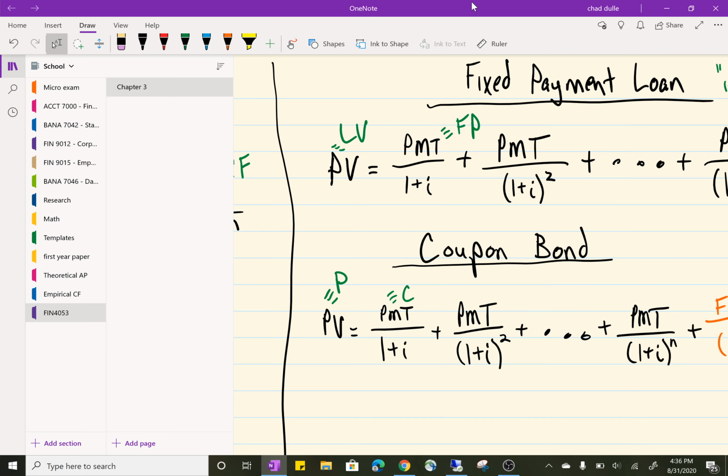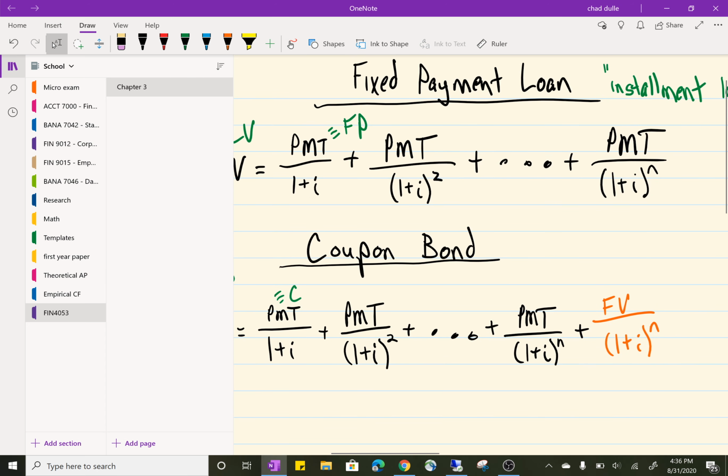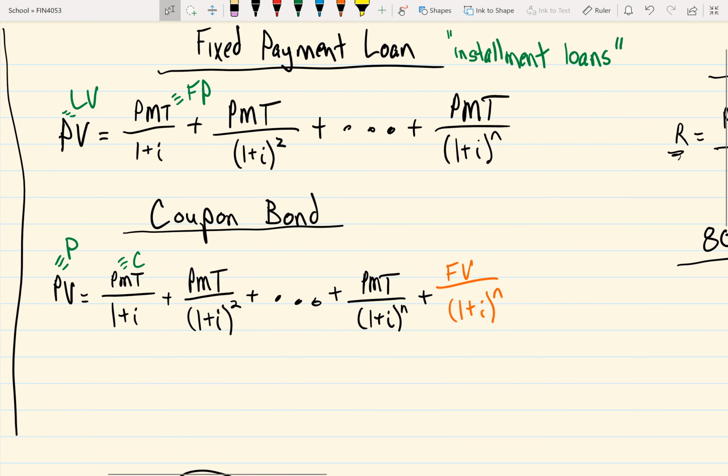So you can think of a coupon bond as a fixed payment loan, except you're on the other side of the transaction. So you are kind of being the lender. So for example, a corporate bond, Procter & Gamble might issue bonds because they want to raise money to do something, and you buy one.